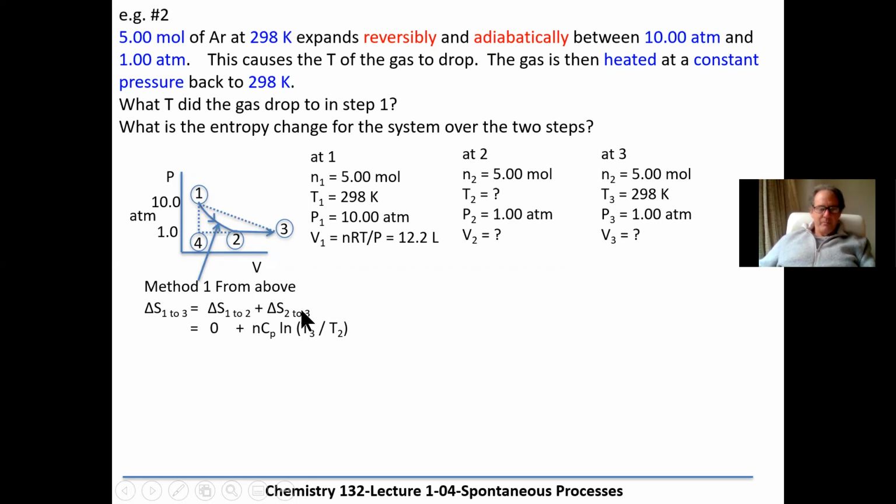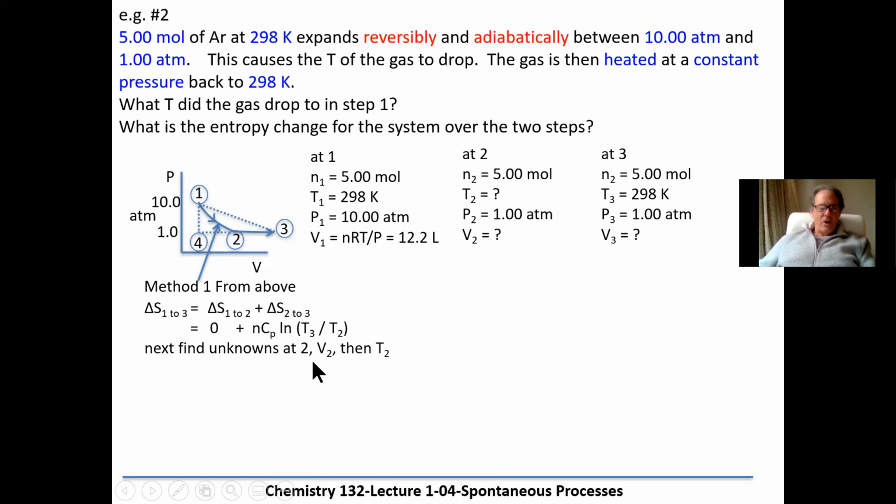But 2 to 3, we need to know nCp ln T3 over T2 because it's an entropy change at a constant pressure. Okay. Sorry, not at a constant pressure. It's nCp ln from 2 to 3. Yes, 2 to 3 is a constant pressure. Sorry, just caught myself there. So nCp ln T3 over T2. We need to know T2. We can't solve it until we find T2.